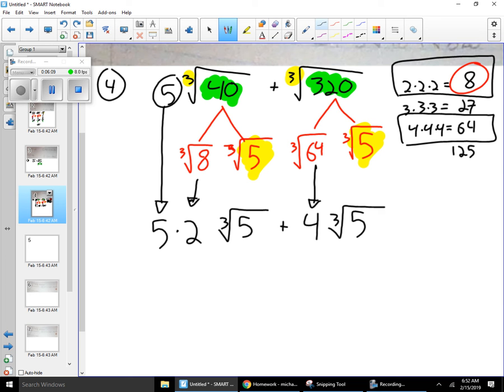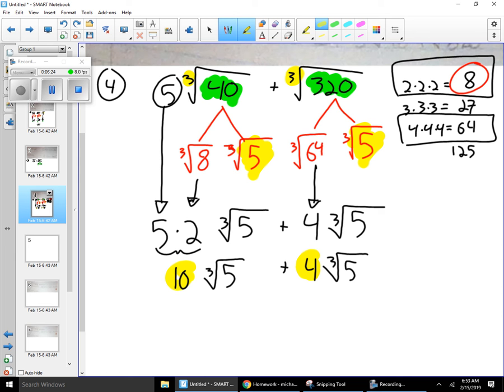So cleaning this up, 5 times 2 is 10. That's coming from these coefficients. So we have 10 of these ugly cube roots. We're adding 4 more of these ugly cube roots. So put that together, we have 14 cube roots of 5.